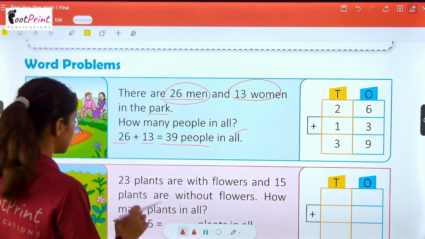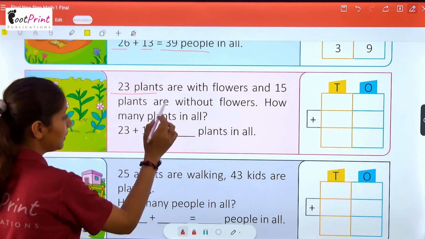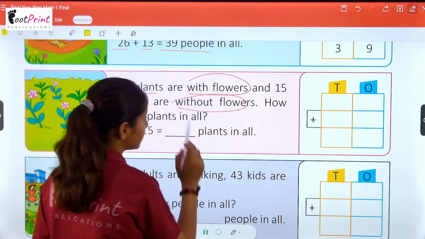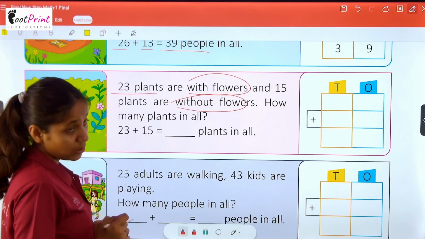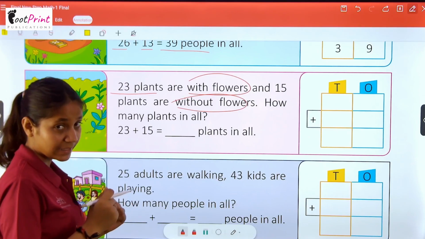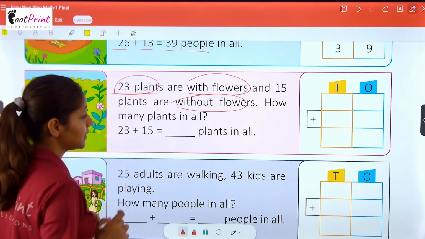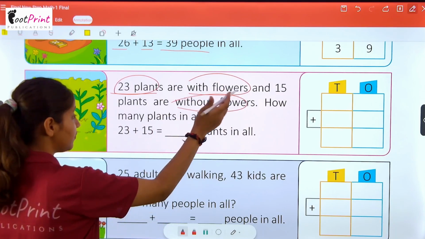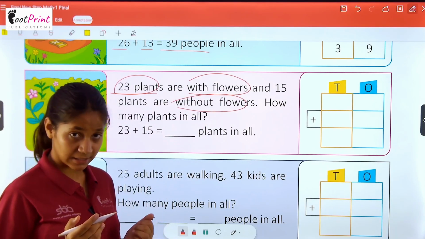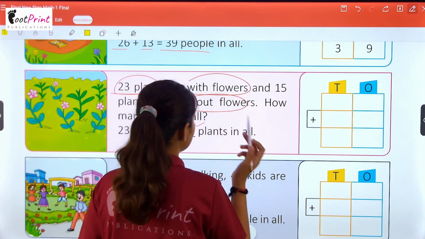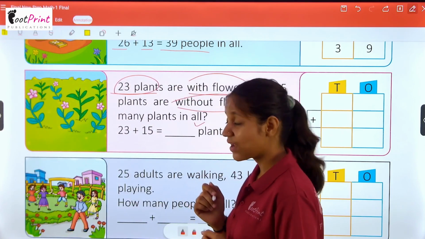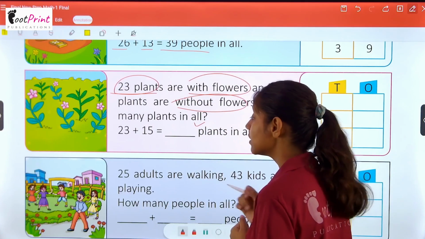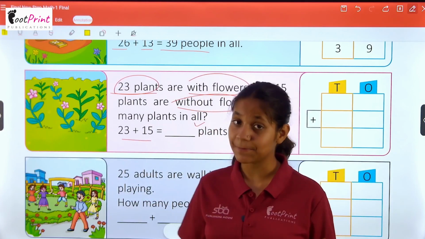Okay. Simply here 23 plants are with flowers and 15 plants are without flowers. How many plants in all? So यहाँ पे बताया गया है कि 23 पौधे ऐसे हैं जिनमें flowers हैं and 15 plants ऐसे हैं जिनमें flowers नहीं हैं. So total कितने plants हैं? What we will do here? We will add them. So 23 plus 15.